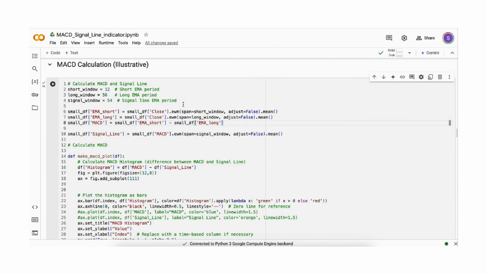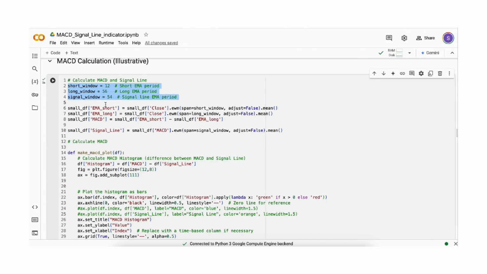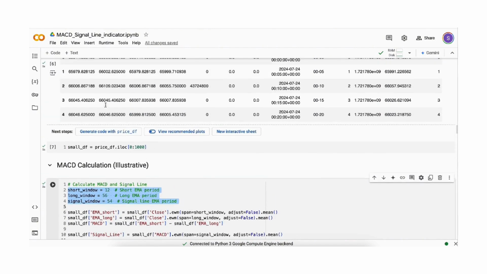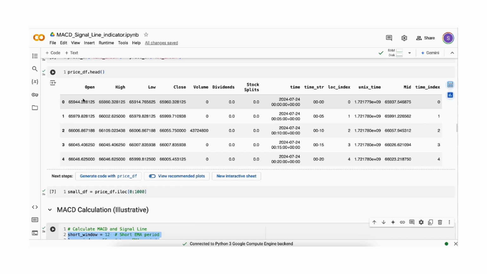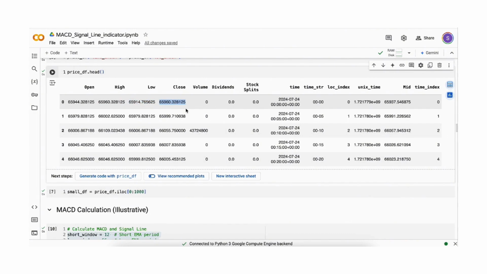First I do an illustrative calculation which helps to show you the visualization more clearly, and then we use the more conventional values for the short, long, and the signal window afterwards. But this is just to give you an illustration. Nevertheless, we start with this data frame here, which contains open, high, low, and close for each time period. Those are the main ones.